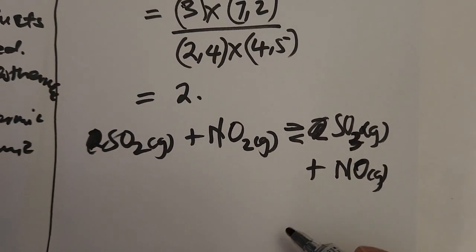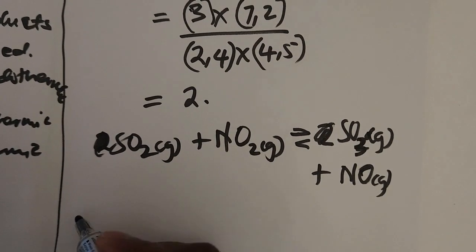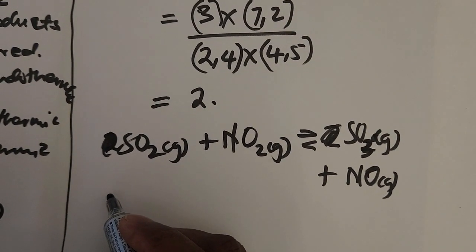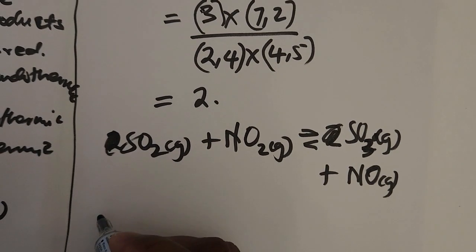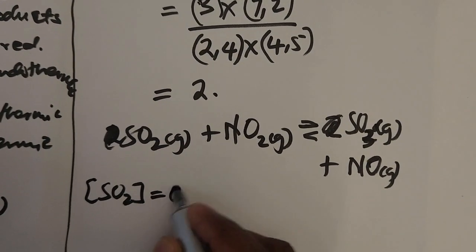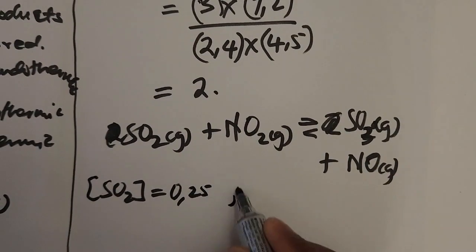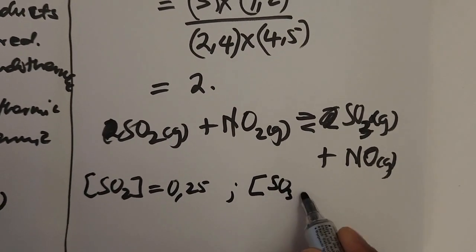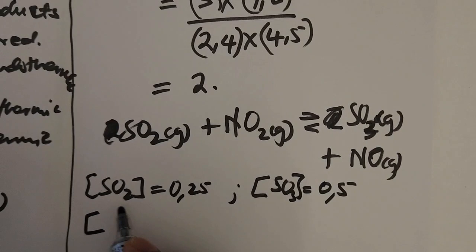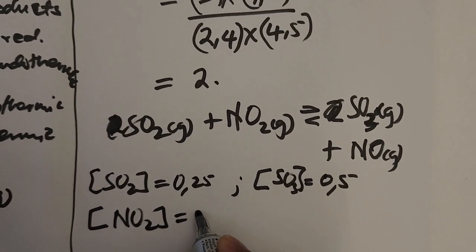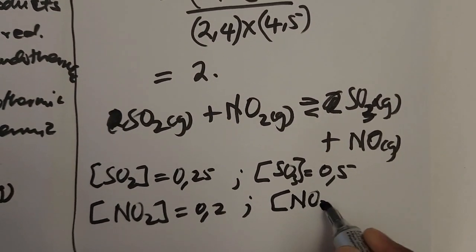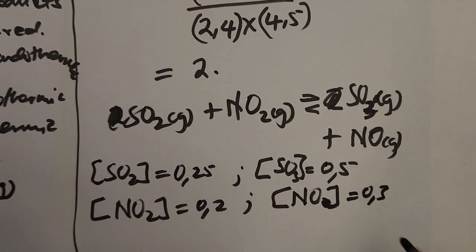Now, according to this, they say at a certain temperature it is found that the concentration of sulfur dioxide is said to be 0.25, and then concentration of sulfur trioxide is said to be 0.5, and concentration of NO2 is said to be 0.2, and then concentration of nitrogen oxide is said to be 0.3. They say find the Kc value.